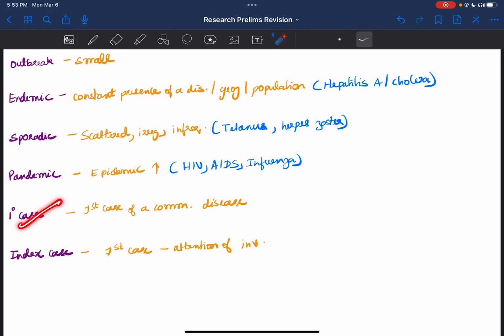Now, what is primary case and what is index case? Primary case is the first case of a communicable disease in the community. Index case is the first case you saw in the community as an investigator. It is not necessarily the primary case or the first case. It is the first case you saw. Okay, that is the index case and you use it for your investigation.